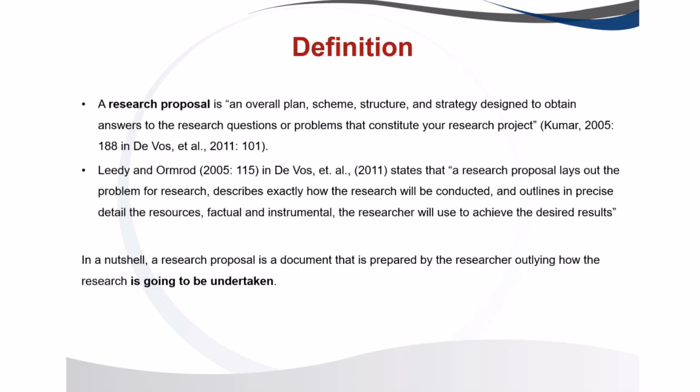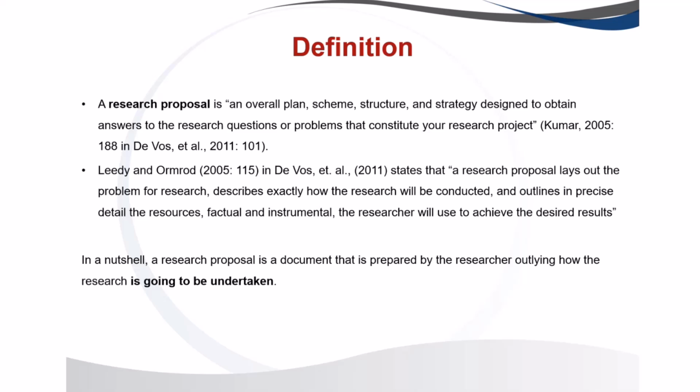In your master's, when you submit your research proposal and it's been approved, already you have a chapter 1 of your research report. In other words, that research proposal is a guideline, a plan which tells us you are going to conduct your research like this and that and that, okay? But in a nutshell, a research proposal is a document that is prepared by the researcher, okay? Where you outline how the research is going to be undertaken.